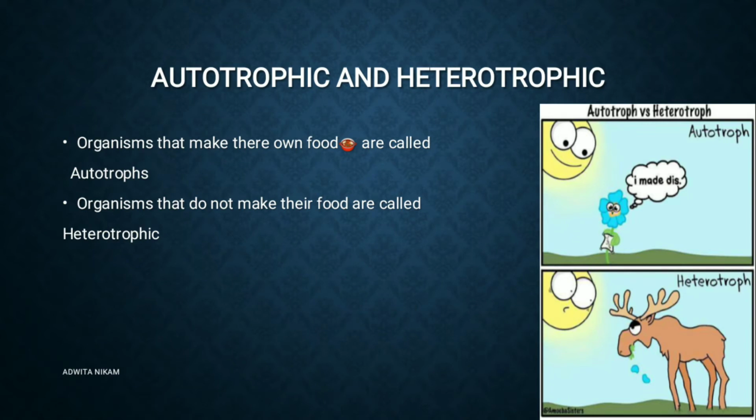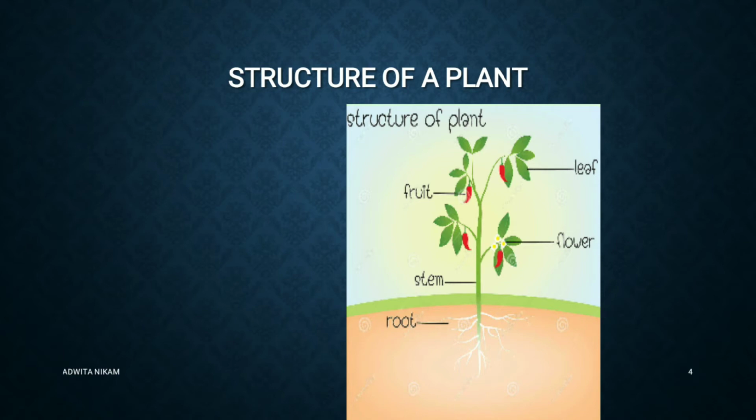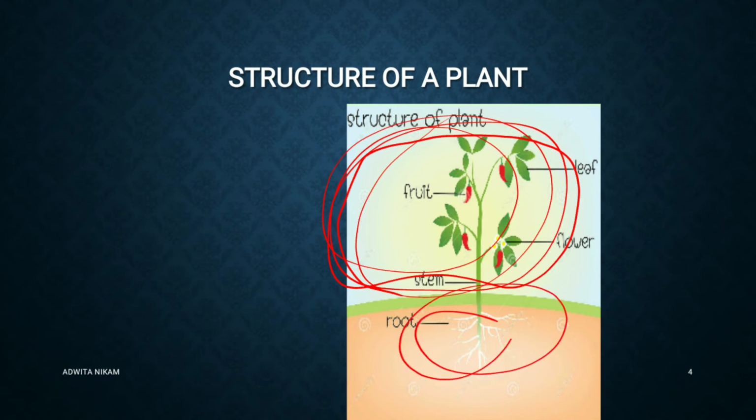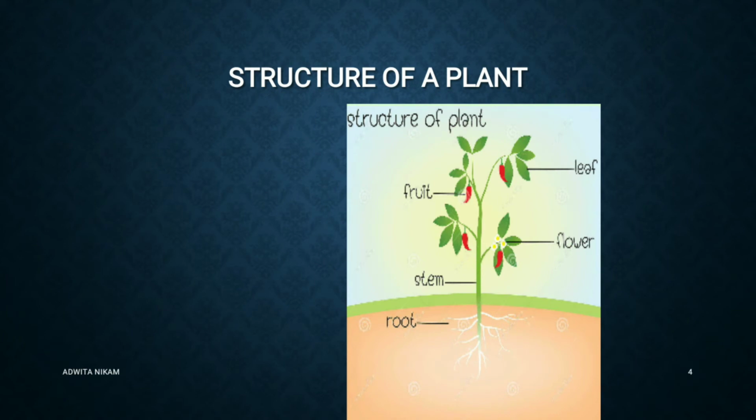Okay, so now we're going to learn about the structure of a plant. Plant structure can be usually divided into two parts: one part which is above the ground, and this part which is below the ground.